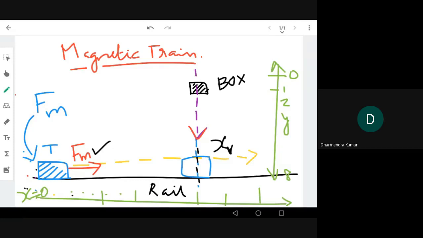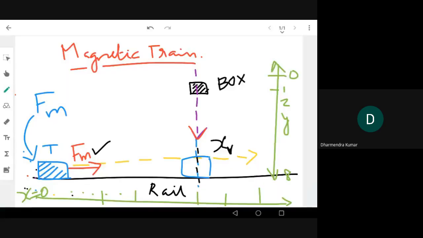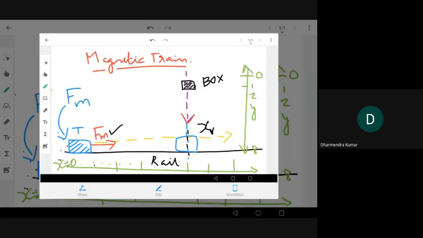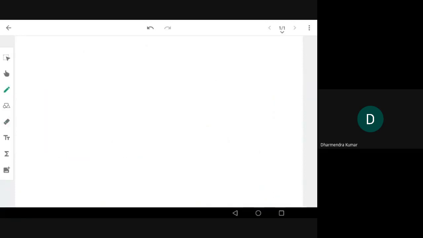Now let's consider what the system is. I'll just take a snap here so that we can come back to this. Now let's go back to basics. We have been discussing some of the systems. Here we had taken the example of a tank.